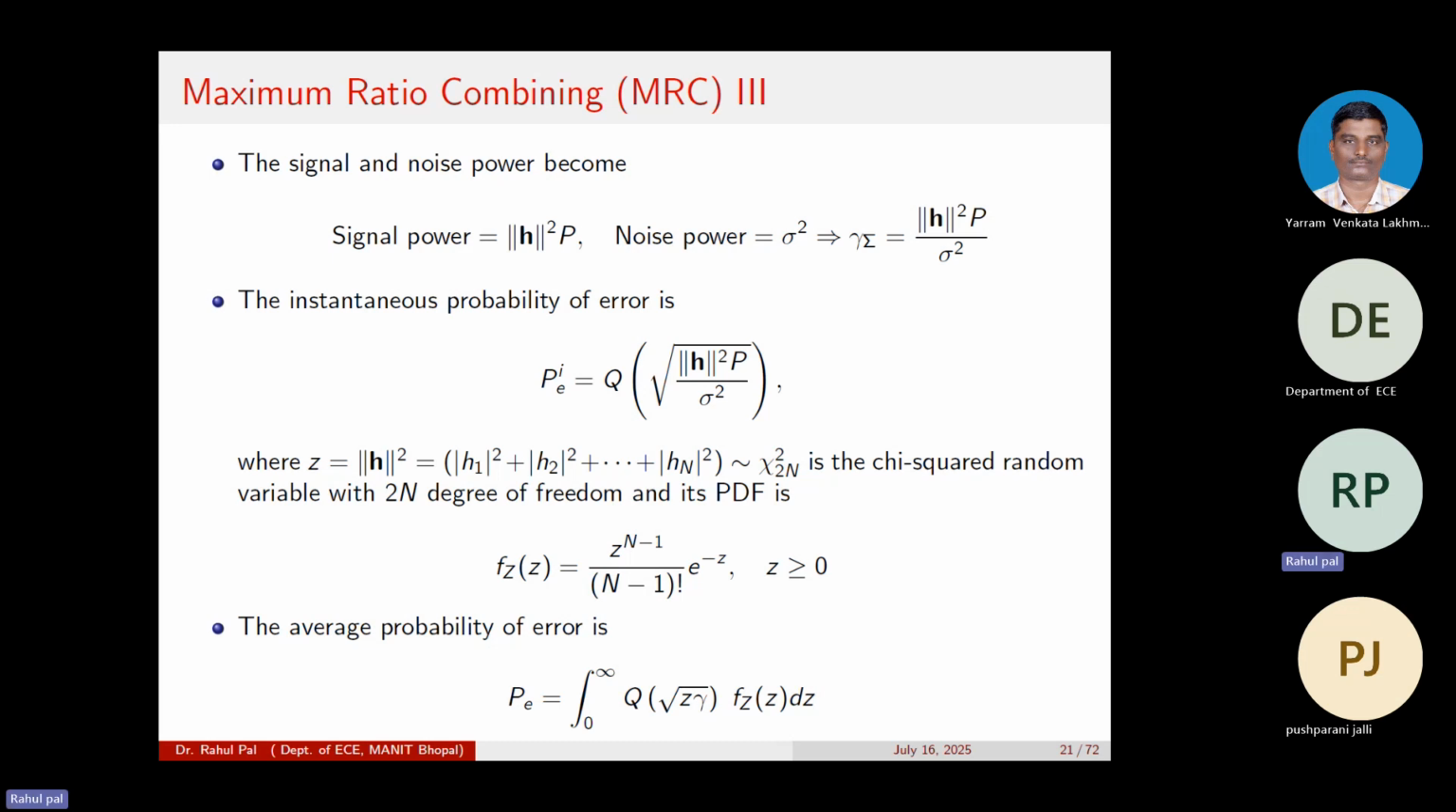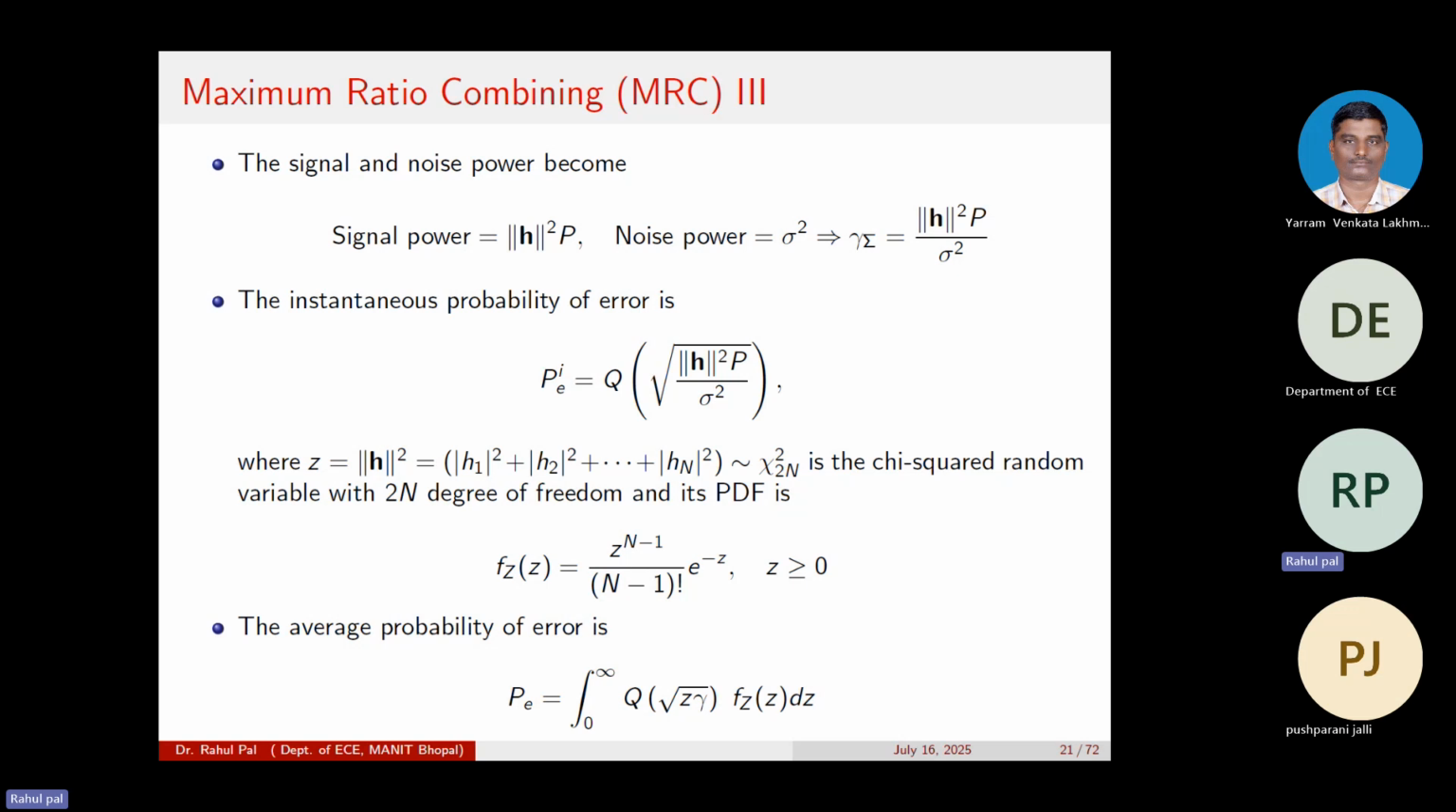For averaging this expression, we should know the distribution of norm of H square. Norm of H square can be written as mod of H1 square plus mod of H2 square and so on. This is a new random variable, which is equal to Z. Z is a chi-square random variable with 2n degrees of freedom, because a complex number has a real part as well as an imaginary part. So there are 2 degrees of freedom for each of the n elements, and the total number of degrees of freedom becomes twice n.